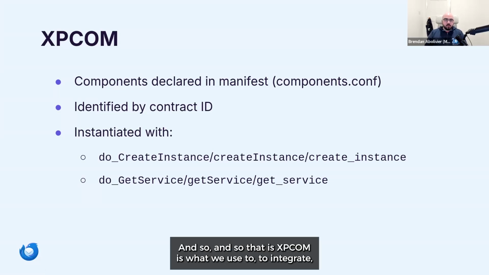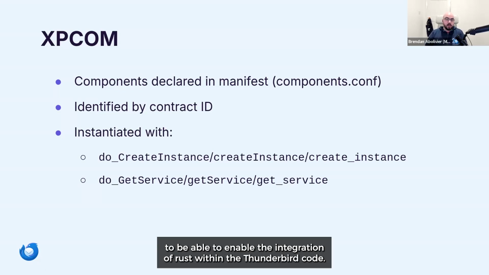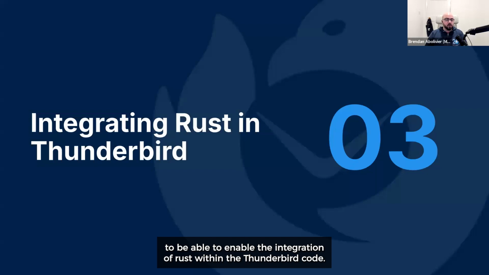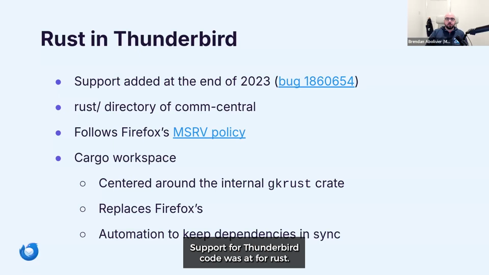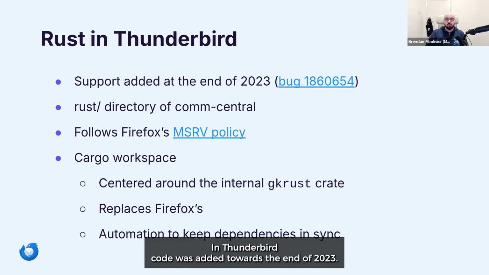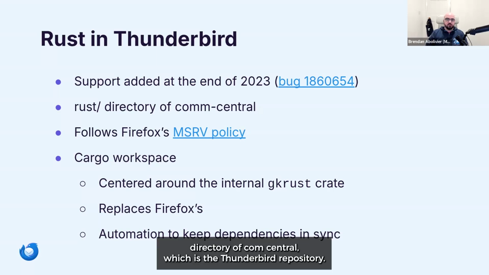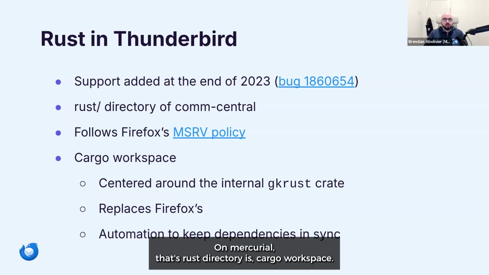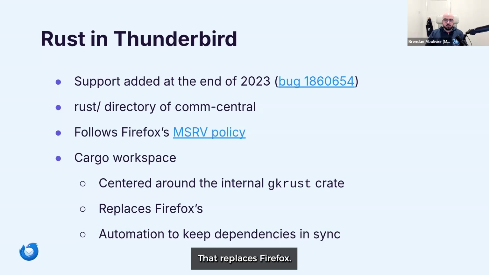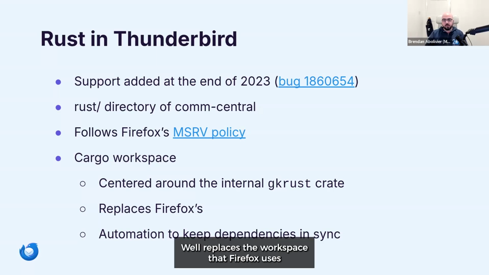And so that is XPCOM, what we use to enable the integration of Rust within Thunderbird code. Support for Rust in Thunderbird code was added towards the end of 2023. Unlike the rest of the backend code, it lives in the rust directory of comm-central, which is the Thunderbird repository on Mercurial. That rust directory is a cargo workspace that replaces the workspace that Firefox uses, and kind of acts as a superset of that.